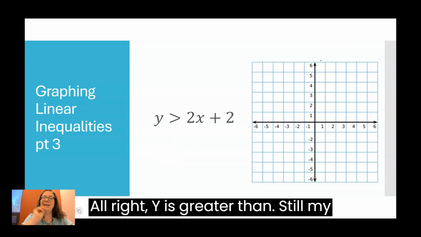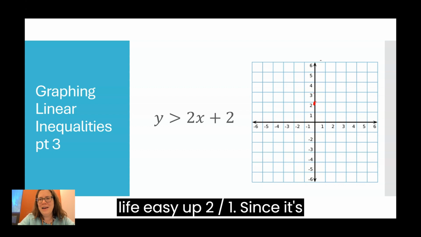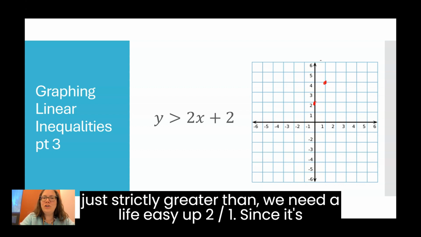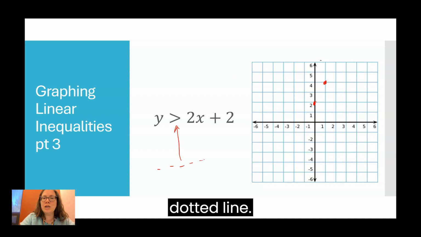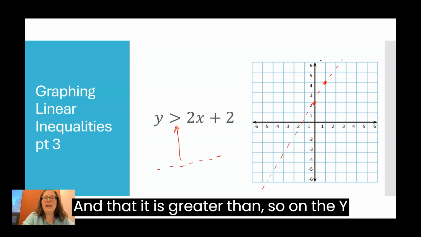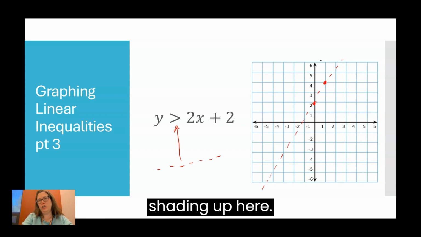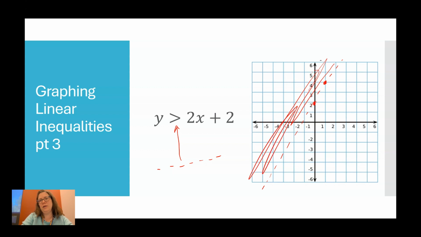All right, y is greater than, still my same equation, I'm just trying to make life easy, up 2 over 1. Since it's just strictly greater than, we need a dotted line. And then it is greater than, so on the y-axis, we're shading above. So we're shading up here.